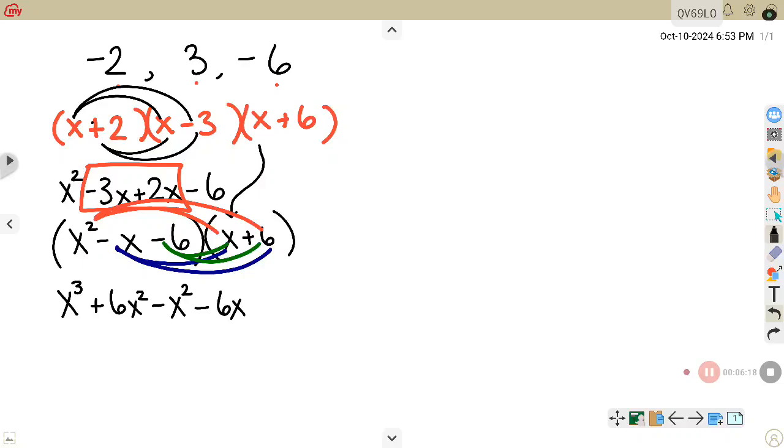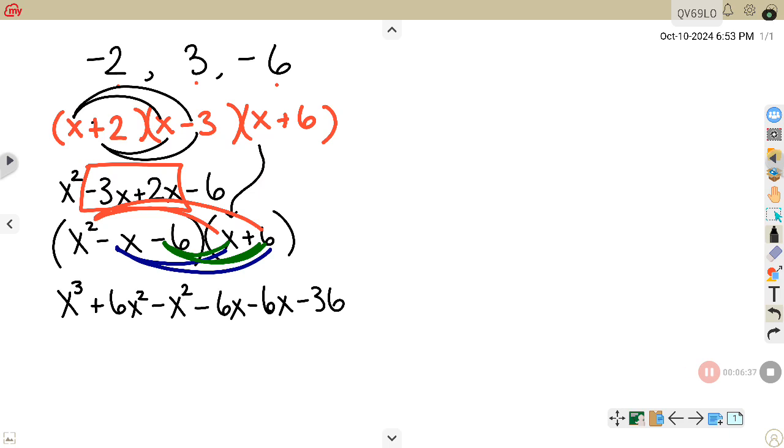So now I'm moving and distributing this negative 6 to both terms in the other parentheses. So negative 6 times x gives me a negative 6x. And the last one, negative 6 times positive 6, gives me negative 36.